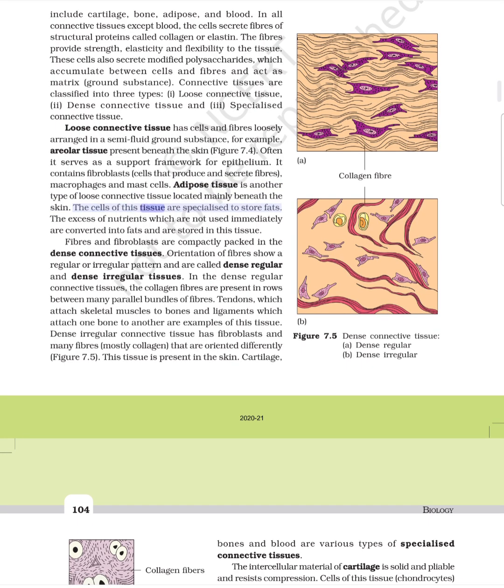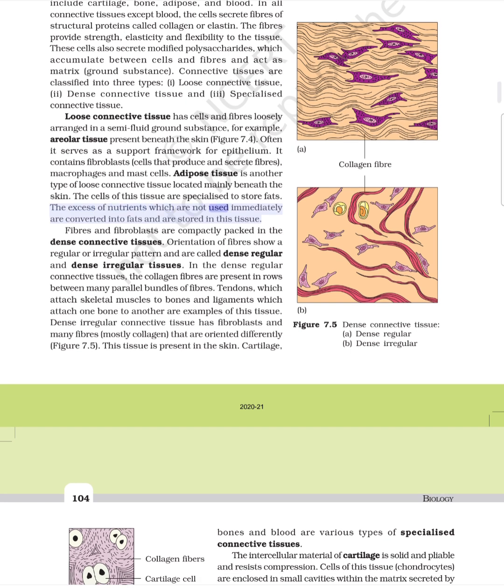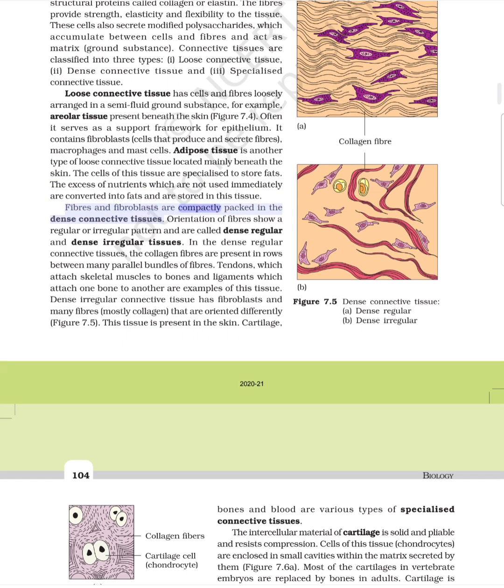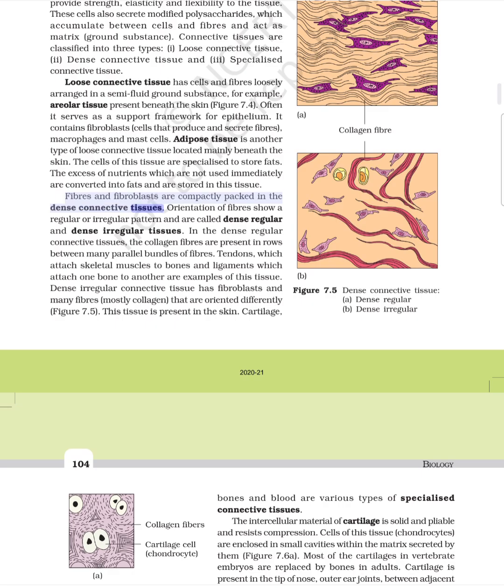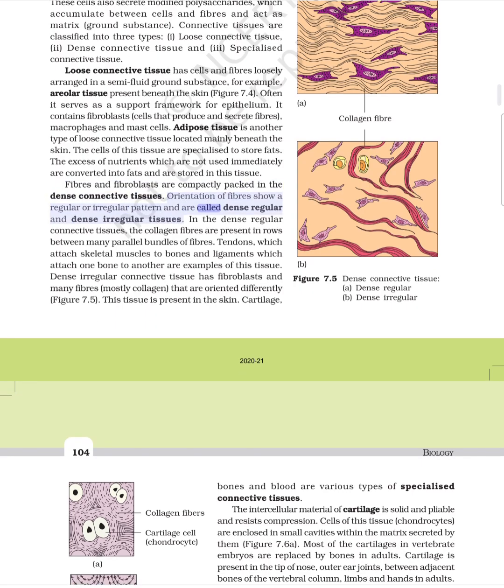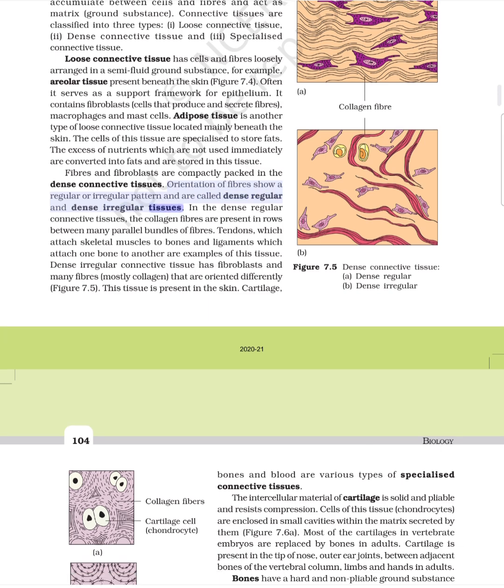The cells of this tissue are specialized to store fats. The excess of nutrients which are not used immediately are converted into fats and are stored in this tissue. Fibers and fibroblasts are compactly packed in the dense connective tissues. Orientation of fibers shows a regular or irregular pattern and they are called dense regular and dense irregular tissues.